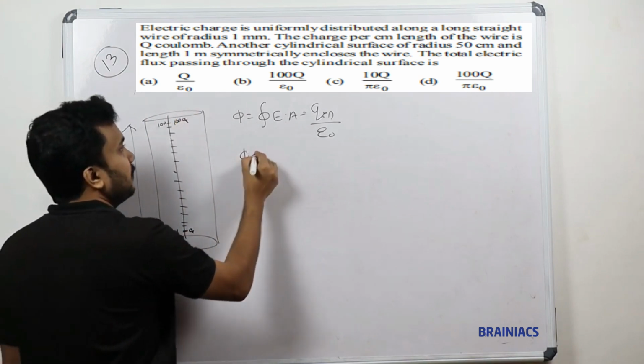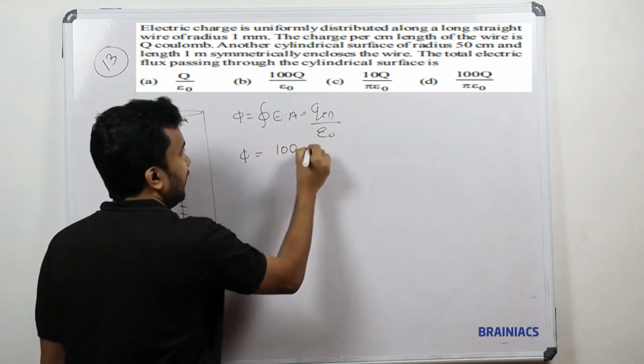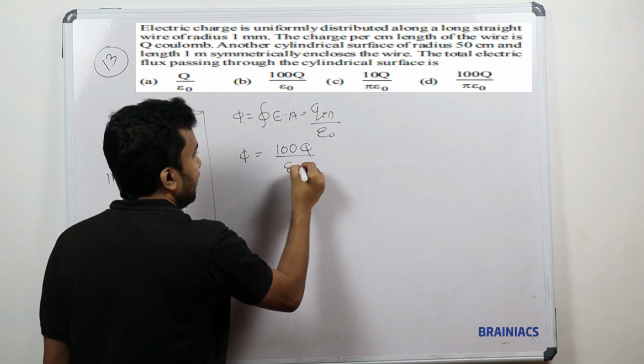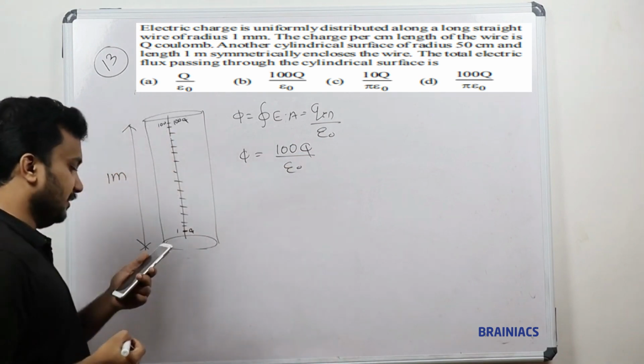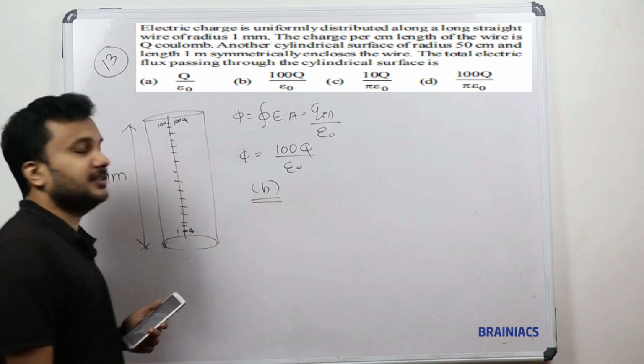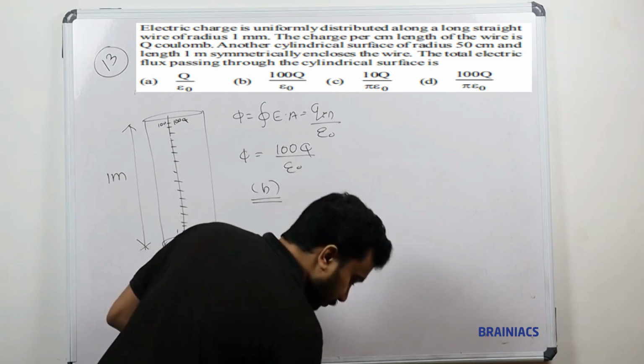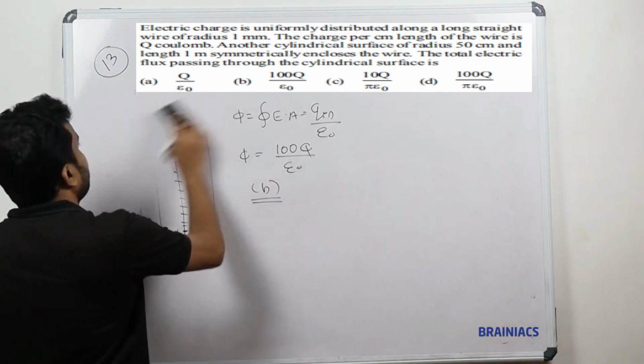So the total flux will be equal to, what is the charge enclosed here? It is 100 Q divided by epsilon 0. That's the answer, which matches with option B in the given question. So the answer is option B for the 13th question. We'll move to the next question, question number 14.